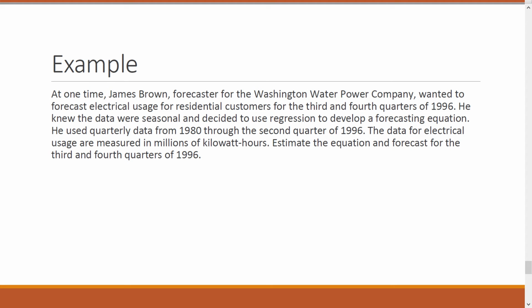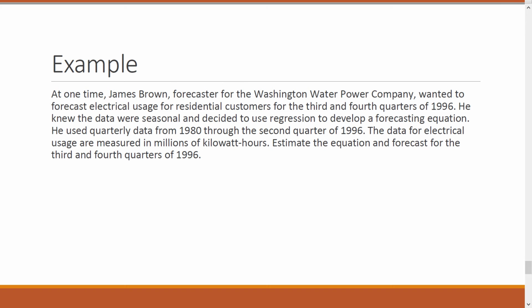At one time, James Brown, forecaster for Washington Water Power Company, wanted to forecast electrical usage for residential consumers for the third and fourth quarters of 1996. He knew the data was seasonal and decided to use regression to develop a forecasting equation. He used quarterly data from 1980 through the second quarter of 1996. The data for electrical usage are measured in millions of kilowatt hours. Estimate the equation and forecast for the third and fourth quarters of 1996.